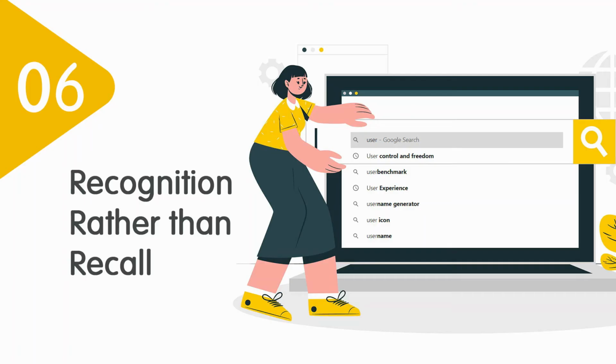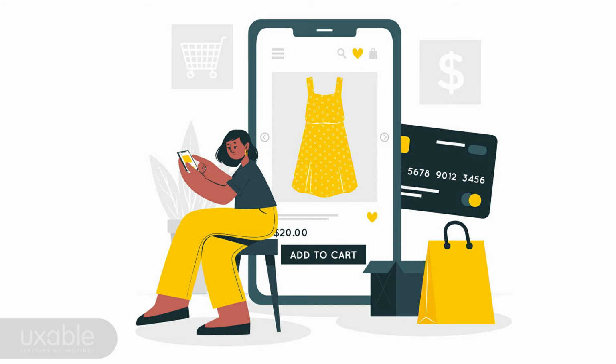Now let's jump to the sixth heuristic, that is recognition rather than recall. Being a UX designer or a usability expert, your focus should always be on how we can reduce the cognitive load, or the memory load, on the user's mind while they take any action on your application or website. There are a plethora of examples to explain all the heuristics, but for this video, let's see a very simple example of a user shopping online.